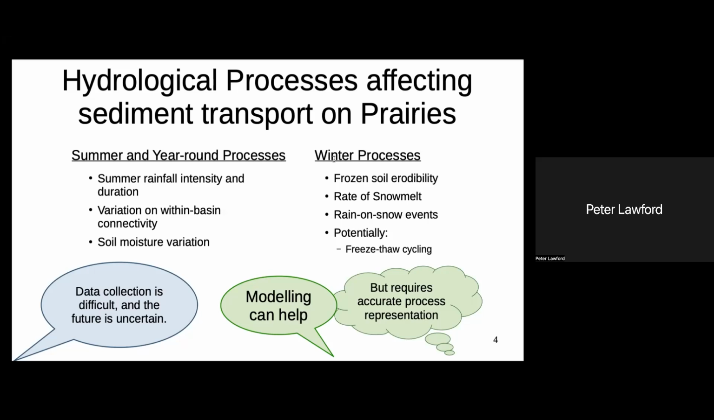I mention here just a few of the processes that need to be considered for the prairie specifically, and are not always considered in models that are applied from other areas. In fact, never considered really. Particularly the winter processes, where frozen soil erodibility is a big one. And for summer and year-round processes, there's variation within the basin of connectivity and contributing area, which need to be considered.